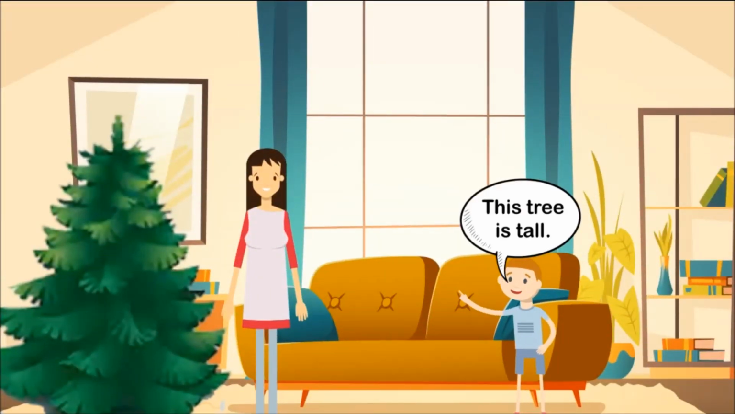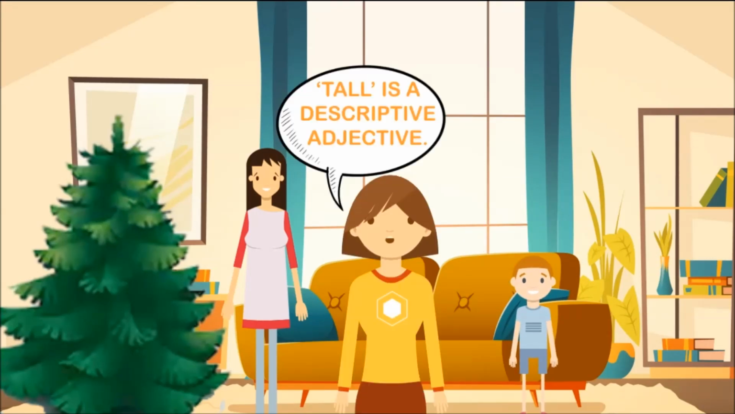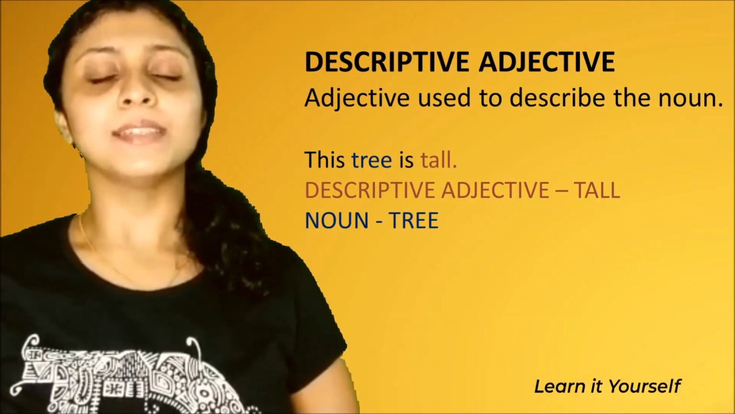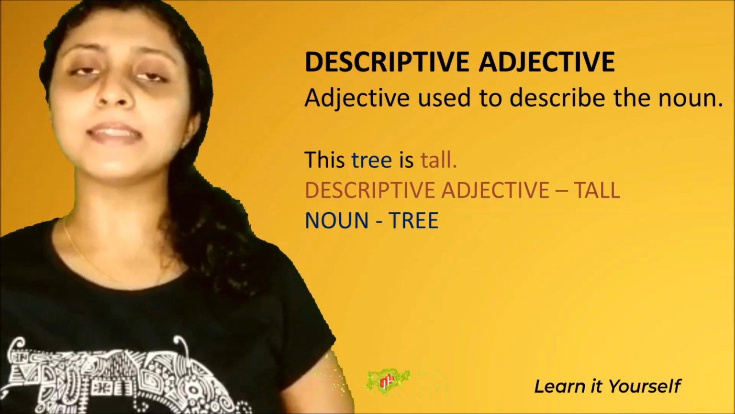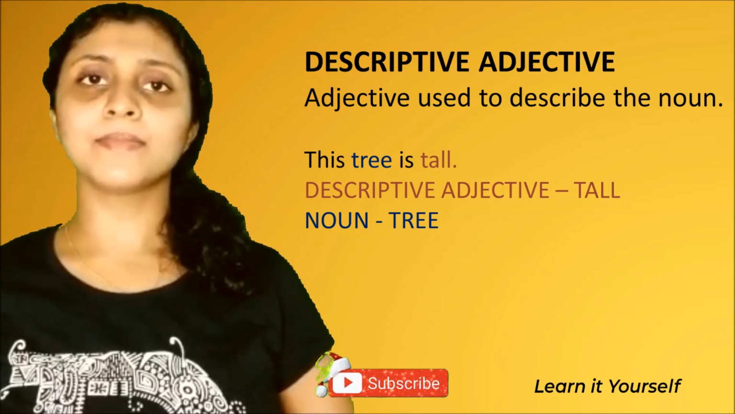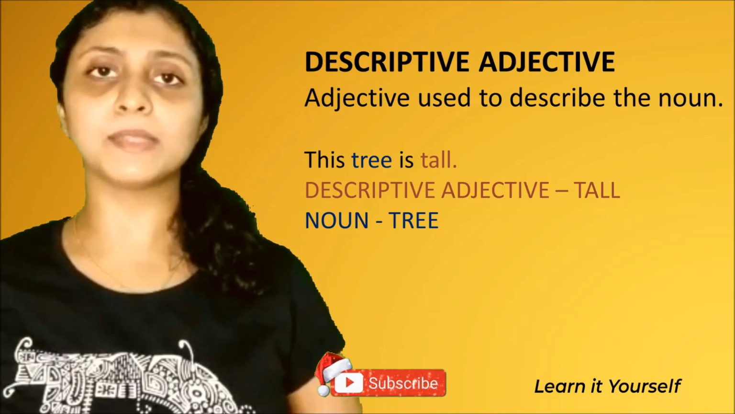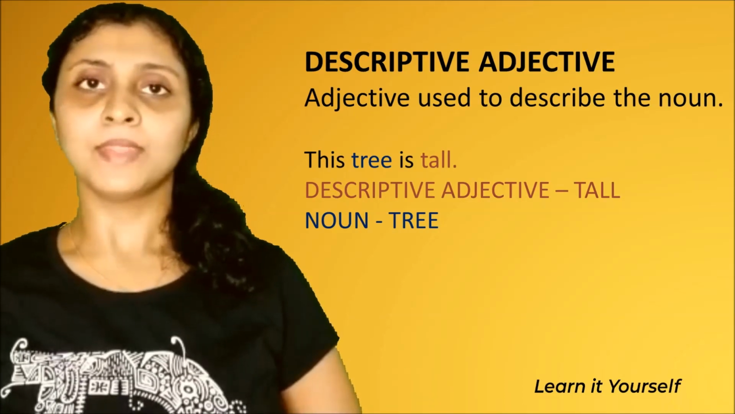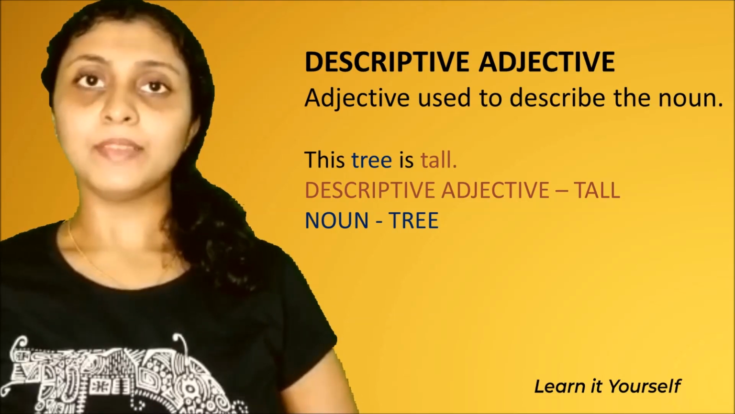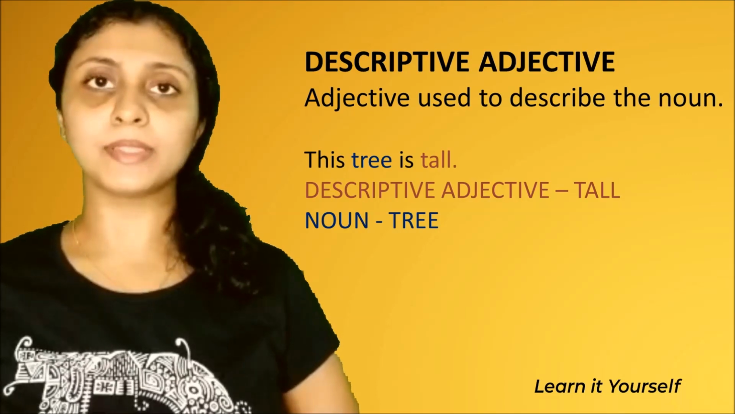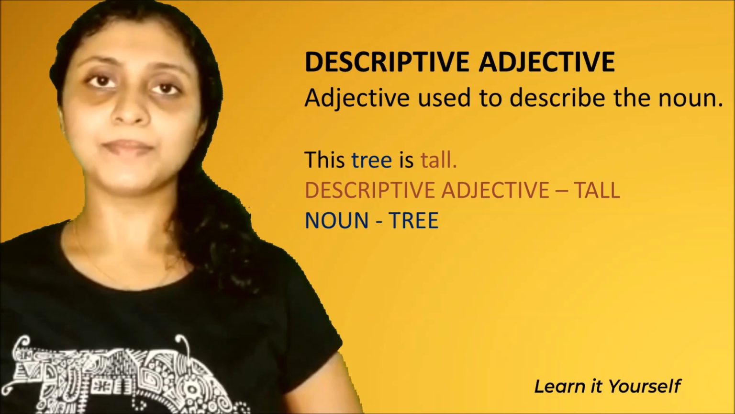This tree is tall. Tall is a descriptive adjective. Let's talk about descriptive adjectives. Before that, can you give me some examples of adjectives? You may have given some examples such as beautiful, magnificent, splendid, etc. These are known as descriptive adjectives. We always gave such examples without really knowing that they were descriptive in nature.